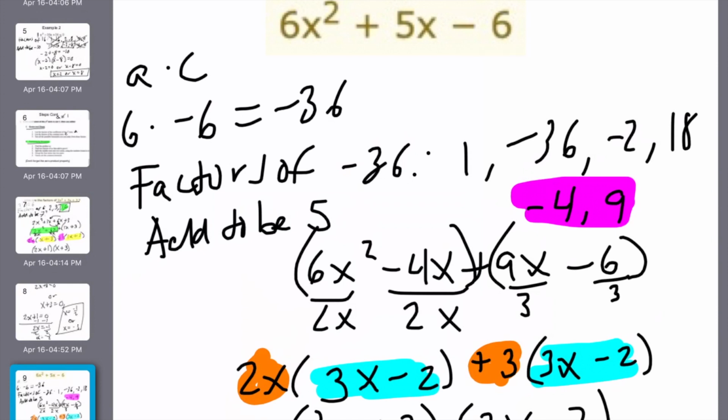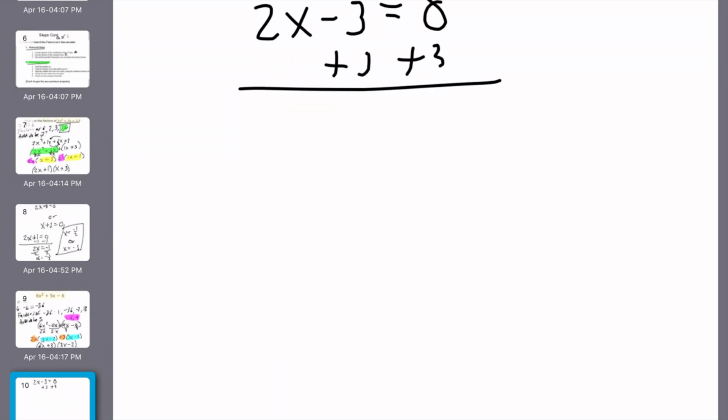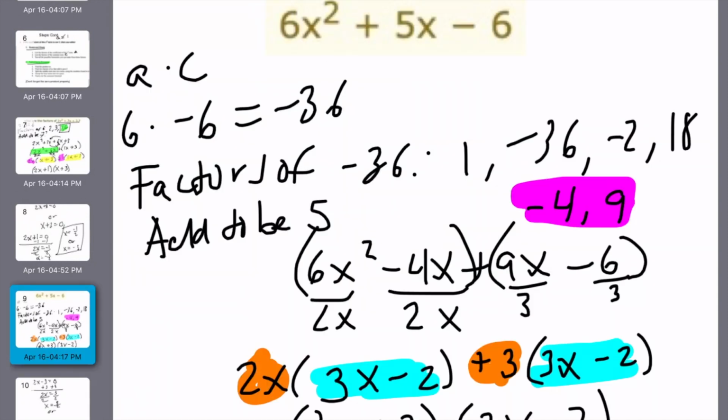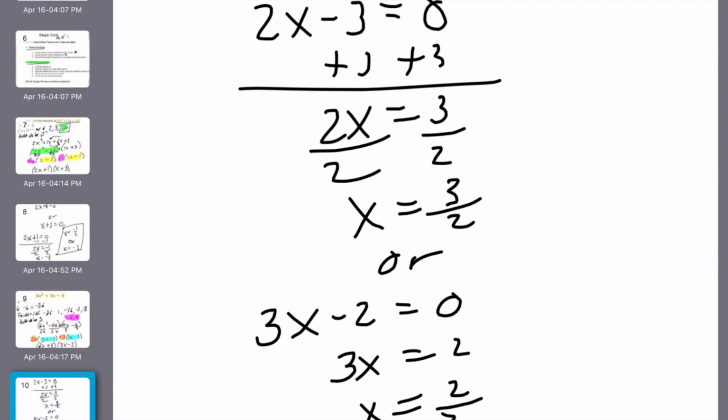So those are my factorings, and now I have to go through the zero product property one more time. So I'm going to have 2x minus 3 equals 0. So add 3, 2x equals 3, divide by 2, and x equals 3 halves. Or it could be 3x minus 2, so 3x equals 2, x equals 2/3. So x equals 3/2, or x equals 2/3.